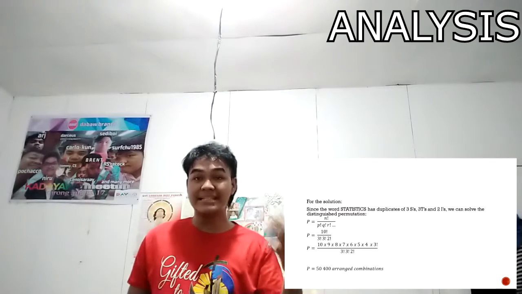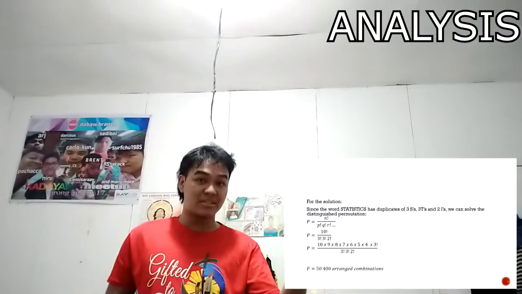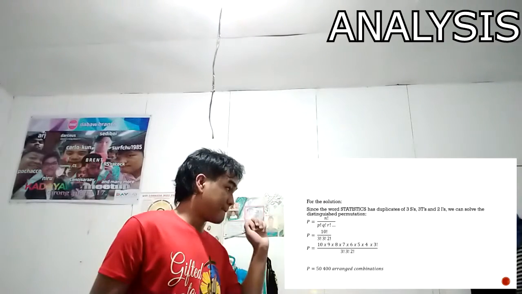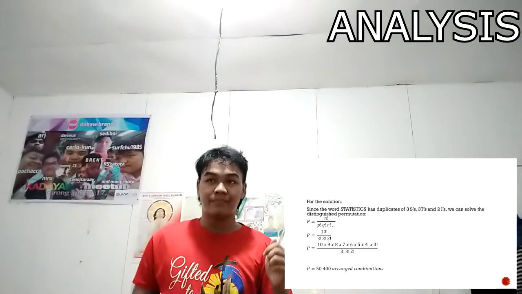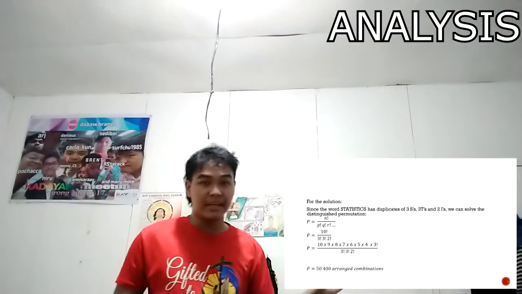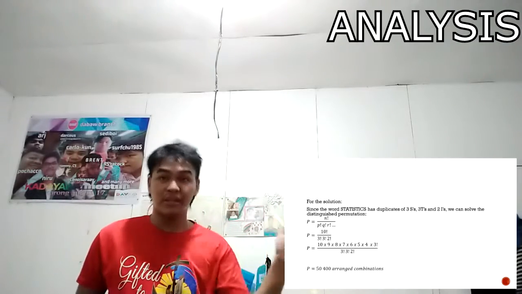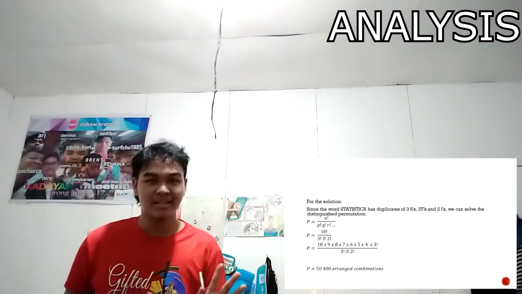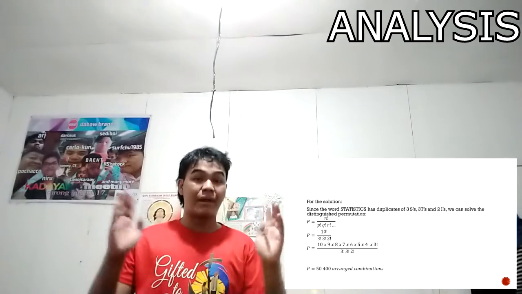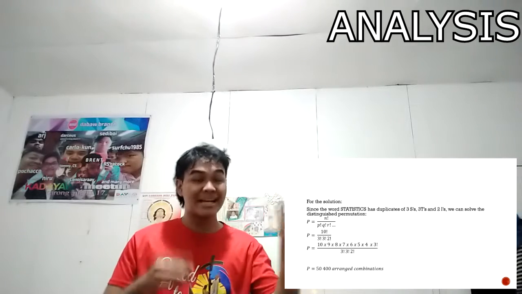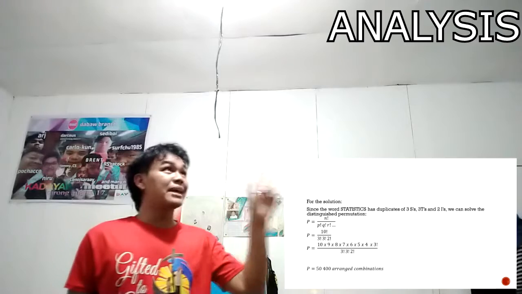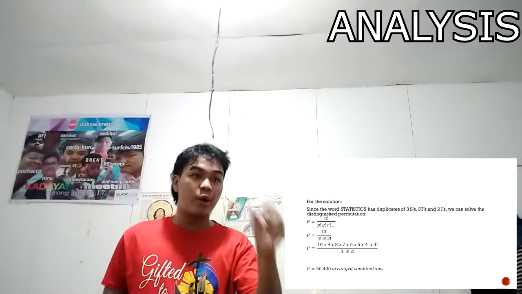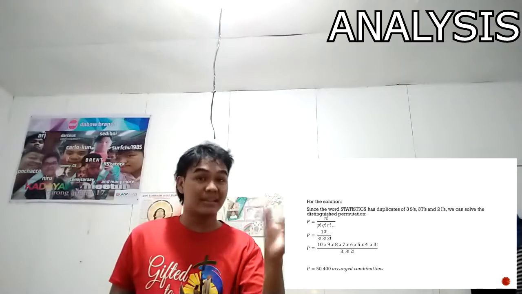Therefore, we can solve the distinguished permutation, which is based on the formula, which is 10 factorial all over 3 factorial times 2 factorial times 3 factorial. So, if you multiply all of the factorials at the top, the numerator and the denominator, you will get 50,400 permutated possibilities. That means you can make 50,400 possibilities of creating a word or an arrangement of letters from the 10-letter word statistics.